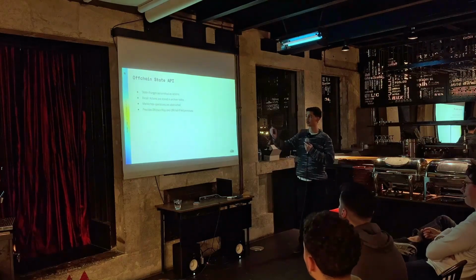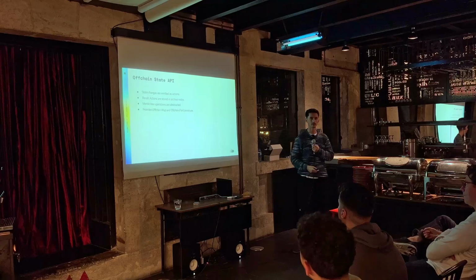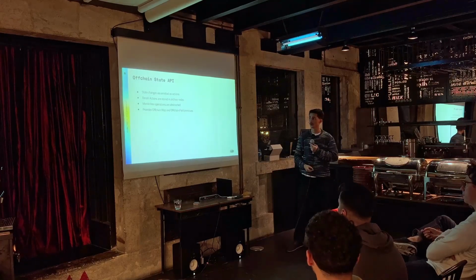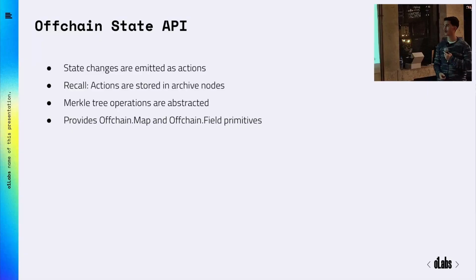So the solution is the off-chain state API. It's quite new. It was released in May, thanks to Gregor. With the off-chain state API, state changes are emitted as actions. Merkle tree operations are abstracted, so we don't deal with Merkle proofs and roots, but the off-chain state API handles that for us. And recall actions are stored in archive nodes, so we don't have a data availability issue, let's say, because they are stored by Mina archive nodes.